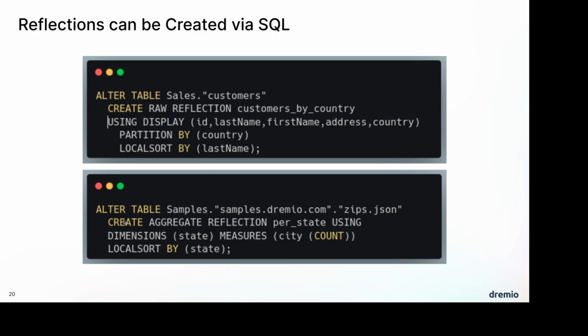And with an aggregate reflection, I'd be saying here, create an aggregate reflection, in this case per state, and I'll say dimensions state. And then here I'm going to do measure city, count cities. So it'll be like the number of cities by state, because I'm only optimizing for the count measure of cities by state. So that physical copy will have that information in there. So I have all 50 states with the number of cities that they have. And I can name as many dimensions and measures as I want.